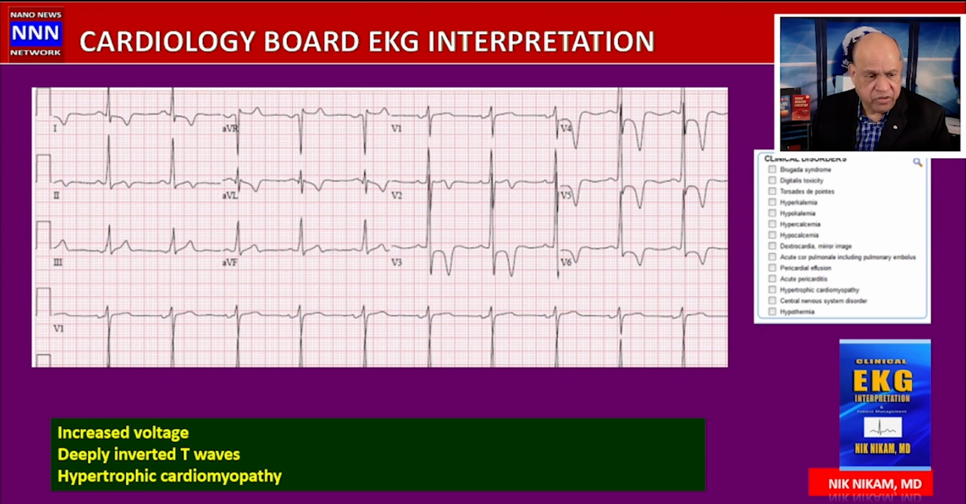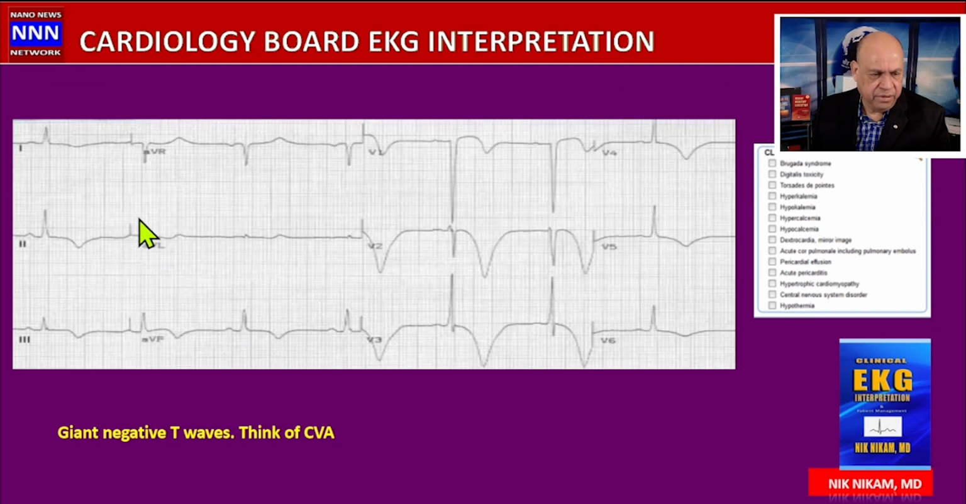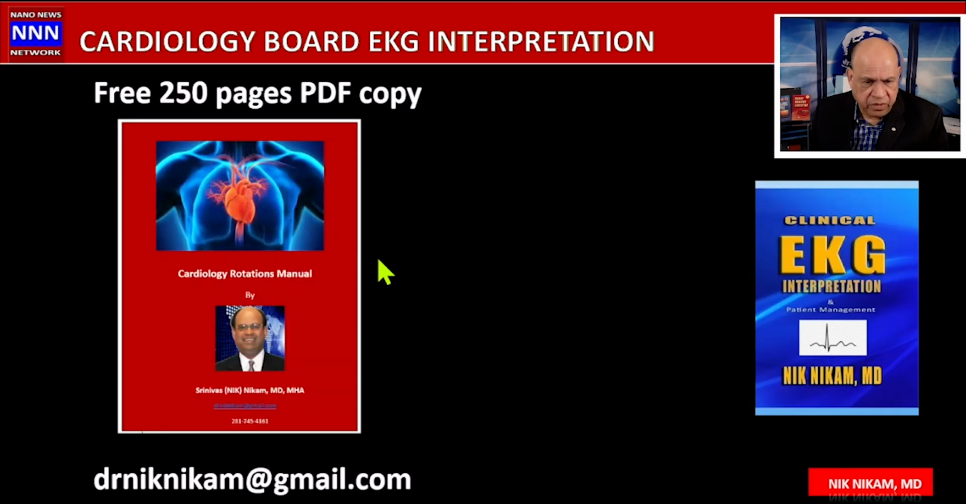And the worst possible T wave changes that you can see in your whole practice is this: giant negative T waves, huge jumbo T waves. And when you see this, it should just light up the bulb in your brain, and that is, you may be dealing with a patient with a cerebrovascular accident with increased intracranial pressure. That's one of the conditions where we see this, and that's an important point to remember.